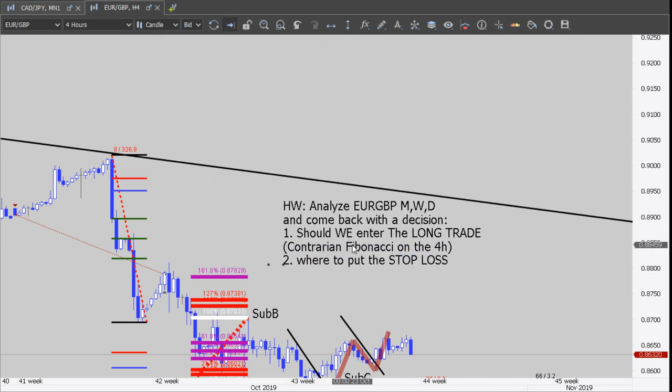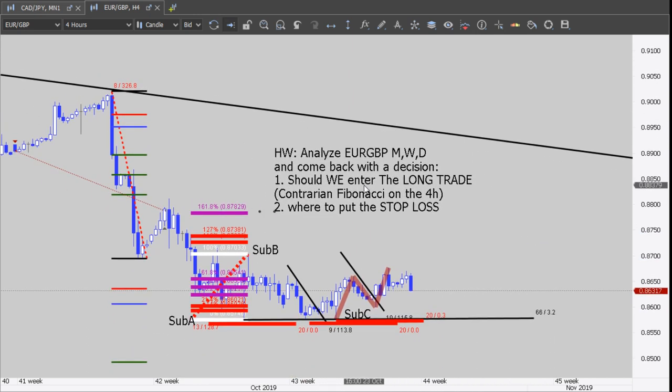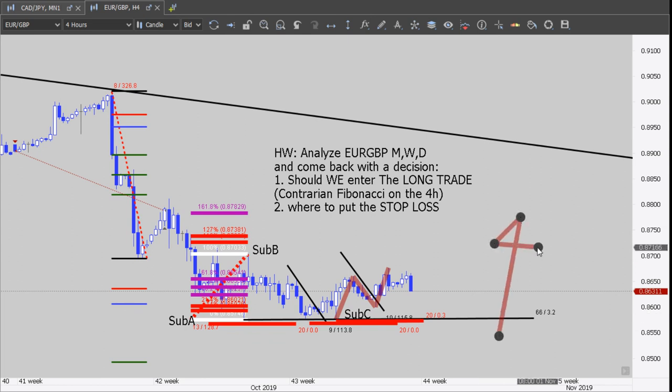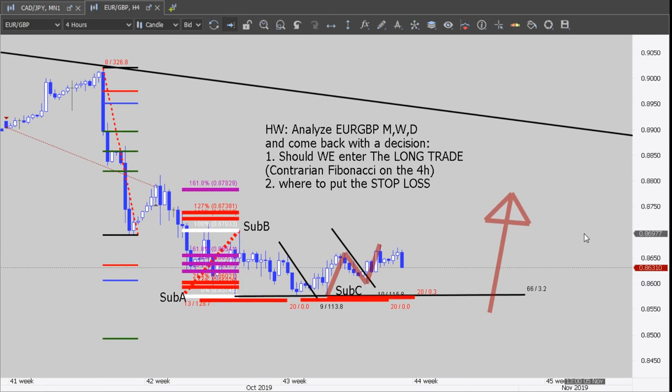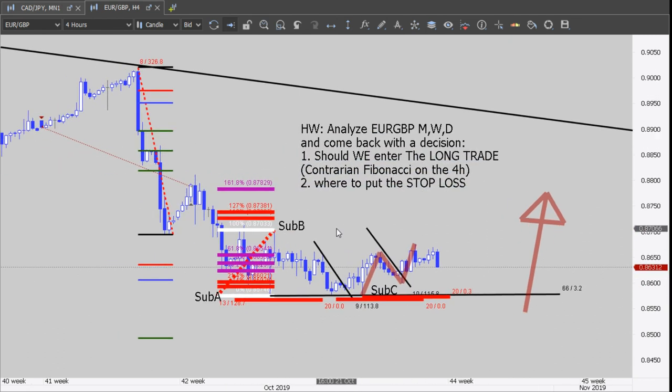Okay, everybody, I'm leaving you today with this homework. Analyze Euro GBP monthly, weekly, daily chart. I'm talking, of course, about the Fibonacci's, and come back with a decision. Should we enter the long trade first? Some of you are going to say yes, some of you are going to say no. And long trade with the contrarian Fibonacci on the 4-hour chart. And number two, if we are going to enter with the contrarian, where to put the stop loss.